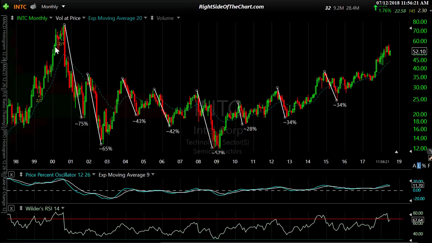Here's a chart of Intel going back to the dot-com bubble. A 75% drop from the highs, and not just from the peak here. I didn't go from here down to here. These lines show the corrections: 75%, 65%, 43, 42, 57, 28, 34, 34.